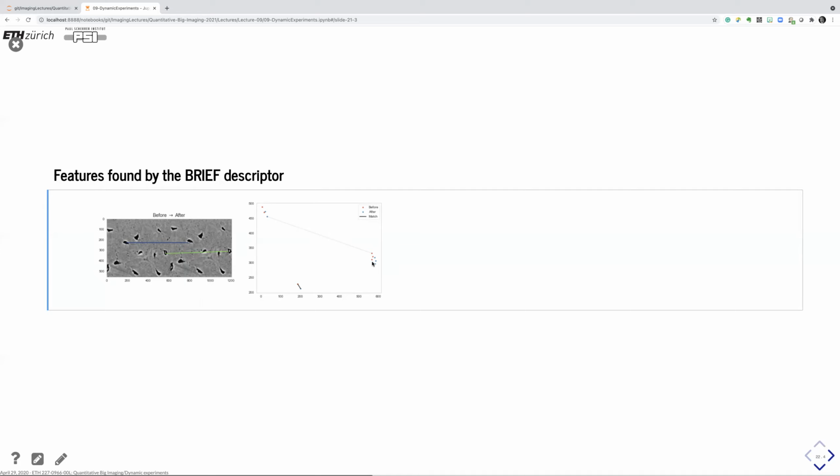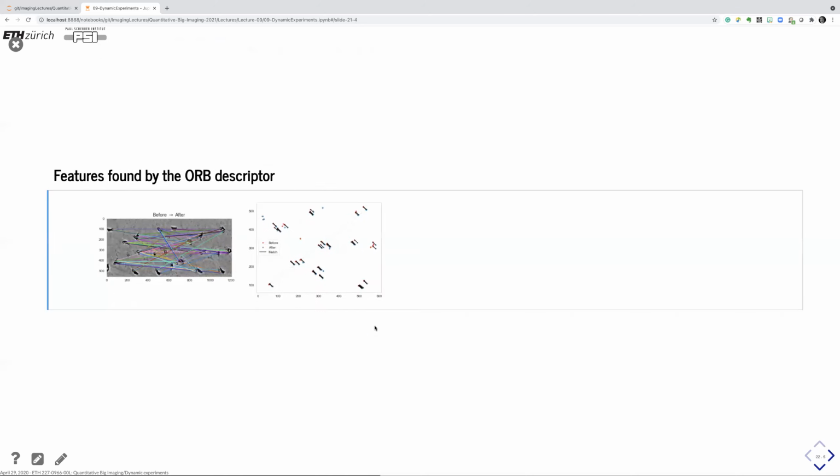Actually, a more realistic hit would be that it goes more between these items here, but it didn't manage that. Now going for the ORB descriptor, which is a more complex algorithm to get these dots, we see that it finds very many more dots that are really good hits, and one exception which goes all across, but that can be rejected probably because it's not realistic.